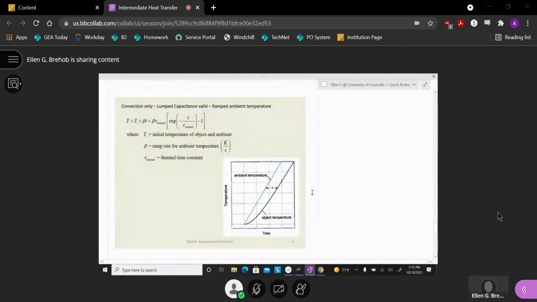Okay, so the last thing we're going to talk about is, again, the case with convection only, so it has to be a constant convection coefficient, and this is where the fluid temperature has a linear variation, a ramped ambient temperature. So if we look at the graph of temperature, the blue again is the fluid temperature, and this is the object temperature or sensor temperature.